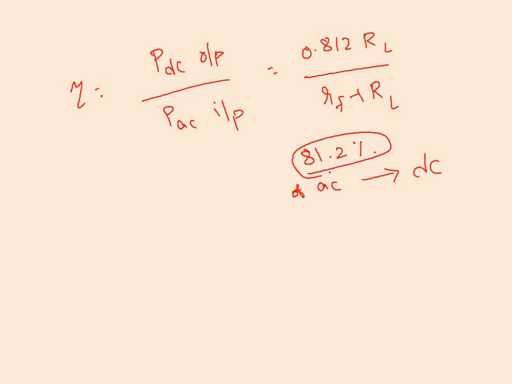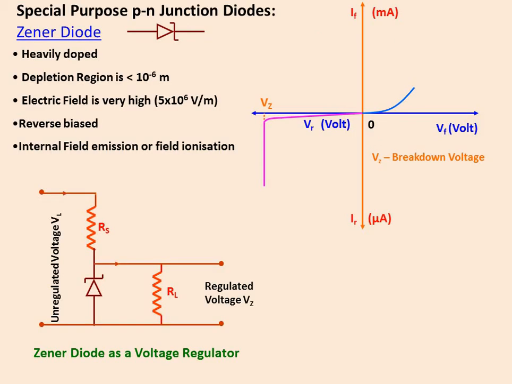Okay, right. Now let us see about a special purpose of a PN junction diode, which is nothing but the Zener diode. You can see here, it's called Zener diode. The circuit symbol is here, you can notice Z, so Zener. The difference between the PN junction diode and Zener diode, hope you understand this.